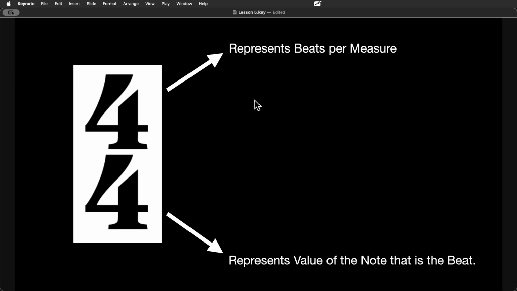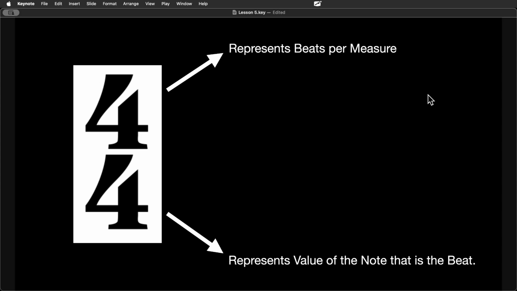We could have crazy stuff. We could have 15/8 time. That means there are going to be 15 eighth notes per bar. 15 is the top number. Eighth notes is that fractional representation there on the bottom number, the denominator, if you will. So it'd be 15 eighth notes per bar, per measure. Okay? So that's how we read our time signatures.